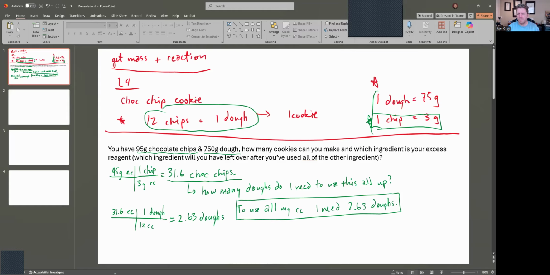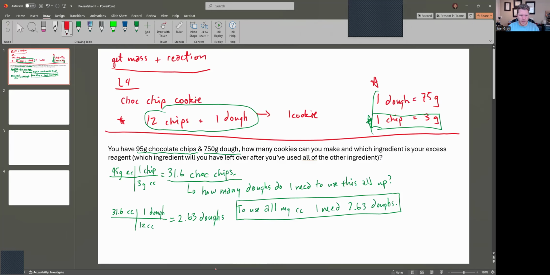Now, what I want to do though is I want to say, all right, well, how many doughs do I actually have? So I'm going to switch colors to red. And I'm going to ask the question, how many doughs do I have? I haven't thought about that. I know that I have 750 grams of dough, and one dough is 75 grams. So I'm going to set up this dimensional analysis to compare to this number right here. So 750 grams of dough, and then say 75 grams dough is one dough.